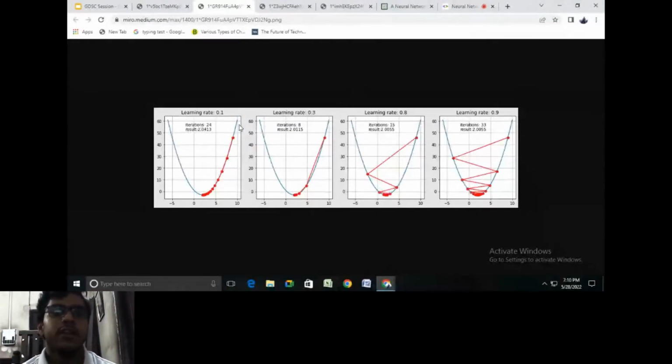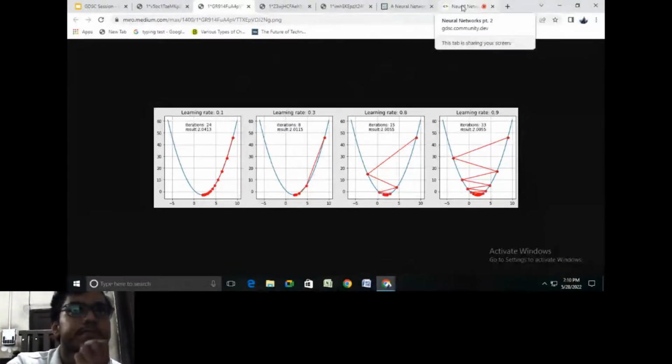But in real life machine learning models, we actually don't know what the function will look like, and it may happen that the function may actually be very much complicated. So there's really no way to figure out what the learning rate should be. So is it clear till now?